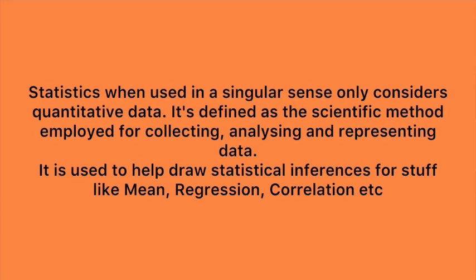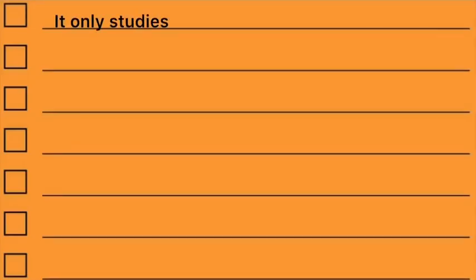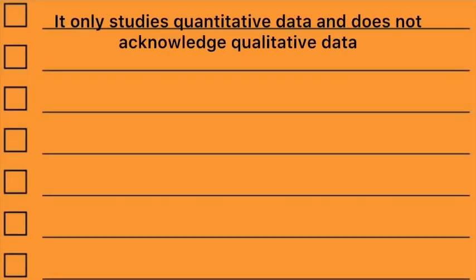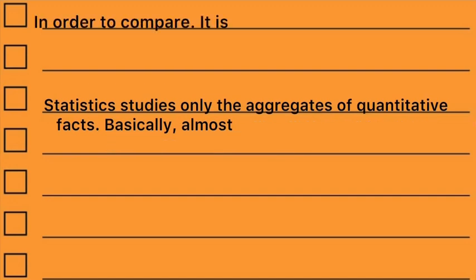Statistics, when used in a singular sense, only considers quantitative data. It is defined as the scientific method employed for collecting, analyzing, and representing data. It's used to draw statistical inferences for stuff like correlation, regression, etc. Statistics is really helpful but has many limitations such as it only studies quantitative data and does not acknowledge qualitative data. It studies only the aggregates of quantitative facts. So all the results are normally just averages.